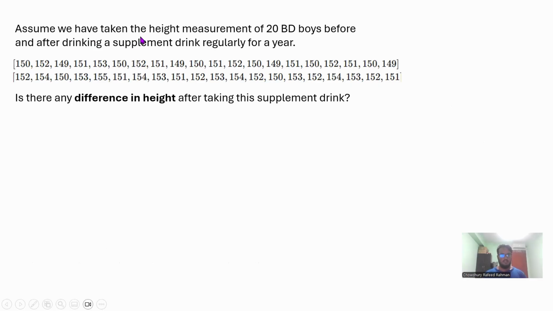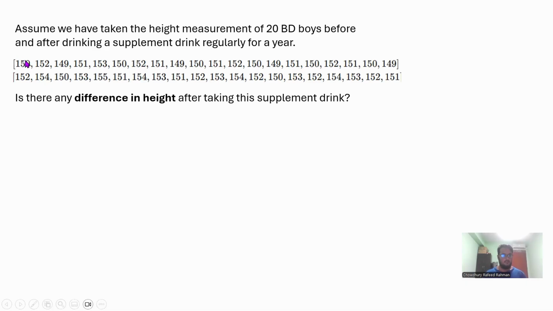Assume that we have taken the height measurement of 20 Bangladeshi boys before and after drinking a supplement drink regularly for a year. So basically there are 20 Bangladeshi boys, maybe they read in the same school. They were given some kind of supplement drink for 1 year. Their height was measured in the previous year and then also in the next year after they consumed the drink. Now, these are those heights.